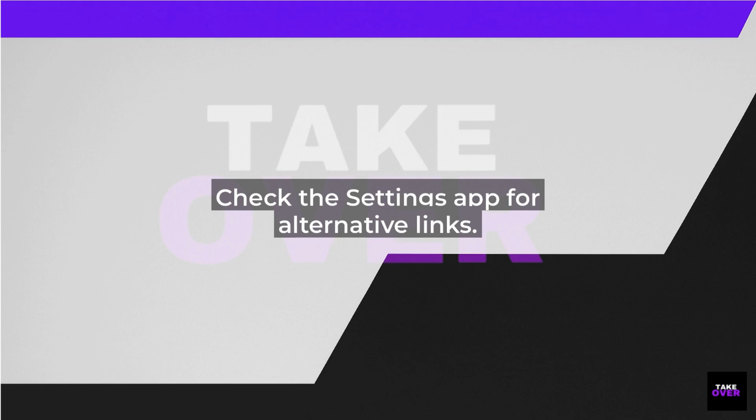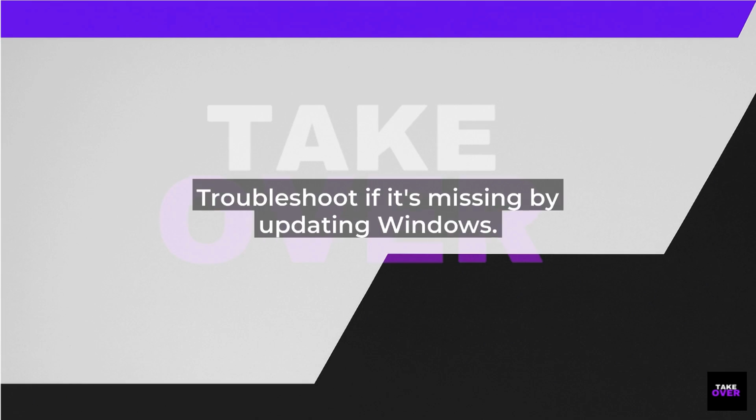Now, if you're coming from the Settings app, which is more modern, you might notice Control Panel is being phased out in some areas. But don't fret. In Settings, go to System, and look for options that link back to Control Panel, or just use the search function there to find it directly.